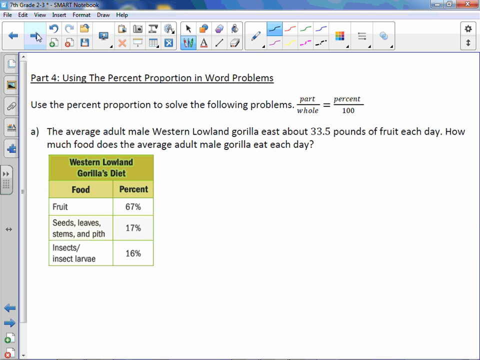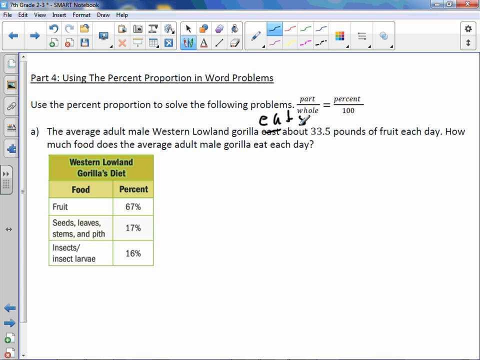Word problems. What you need to determine is what's the percent, what's the part, what's the whole. The average adult male western lowland gorilla weighs about 33.5 pounds of fruit each day. Eats. Okay, typo there. Not a problem. Let's try that again. The average adult male western lowland gorilla eats about 33.5 pounds of fruit each day. How much food does the average adult male gorilla eat each day?